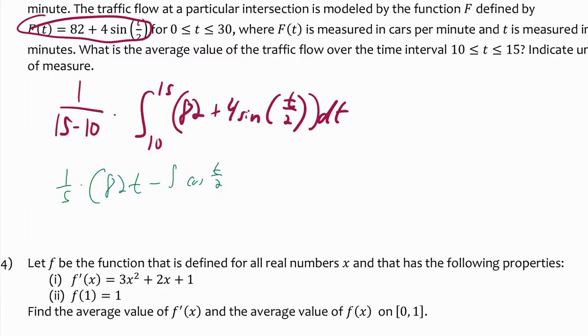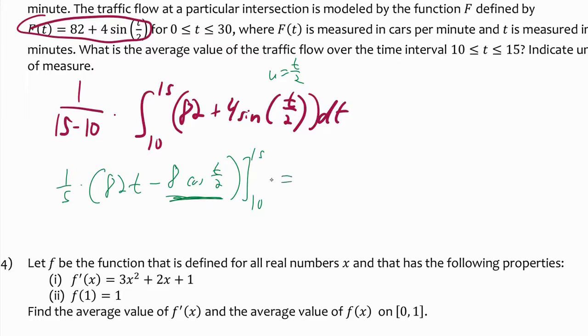So this would end up being 8 cosine of t over 2. You can prove that by doing a u substitution, where u is equal to t over 2. But I think a simpler way to think about it is just to take a derivative of this, where we would get positive 8 sine of t over 2 times 1/2 to bring us back to the 4 sine of t over 2. And this would be evaluated from 10 to 15.